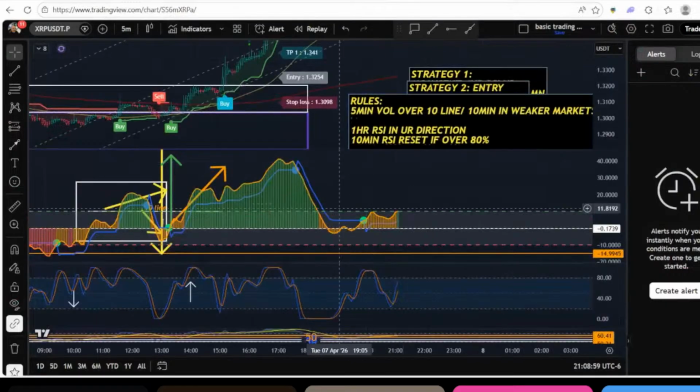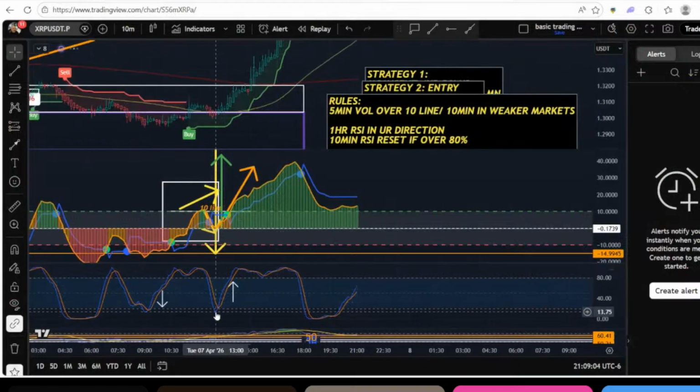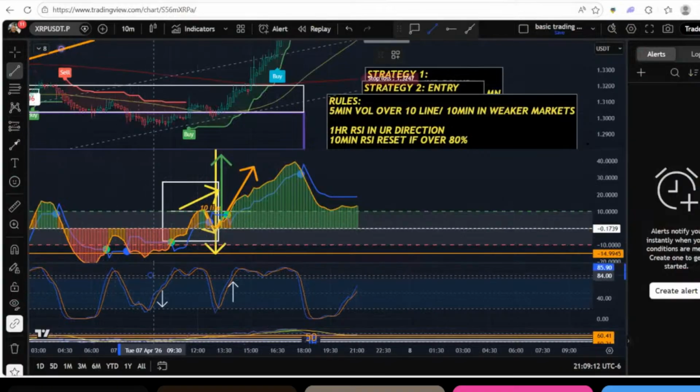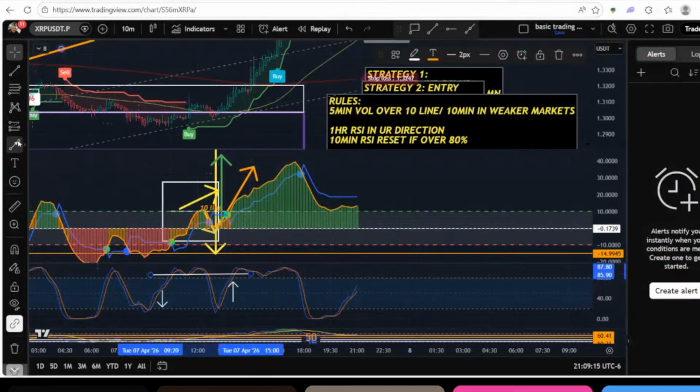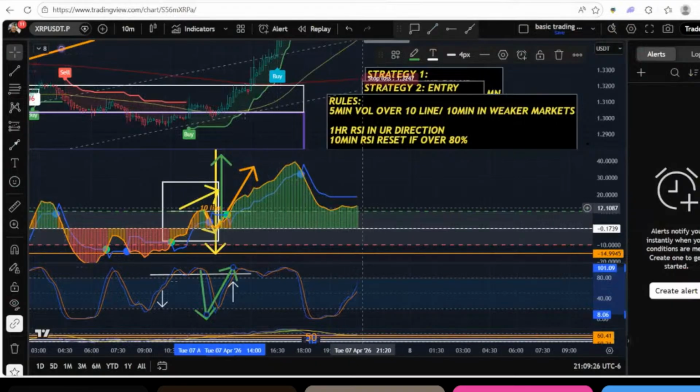What that means is if you're looking at a 10-minute time frame and you look down at where your entry is going to happen, if the 10-minute is above this 80 line over here, if it's almost topping, then what you'd want is for it to pull back, and then you trade with it on its next move up, because you're trading with momentum on that. XRP is actually building momentum right now. Does that make sense for you guys? How the 10-minute RSI reset if over 80%?